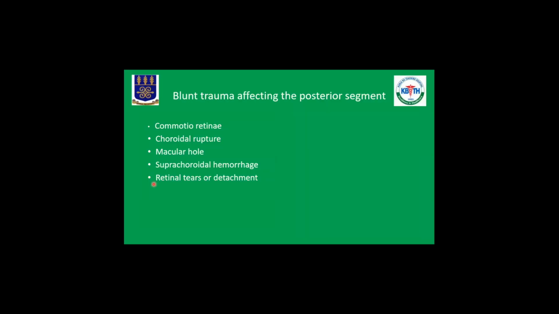There are so many lesions or conditions that can occur with blunt trauma to the eye. Of the posterior segment, we have commotio retinae that Kwesi has mentioned already, macular hole, retinal detachment. There can also be choroidal rupture, suprachoroidal hemorrhage, vitreous hemorrhage that has been discussed extensively, chorioretinitis sclopetaria, vitreous base avulsion, optic nerve avulsion. So I think a similar picture of this kind was shown to you earlier by Kwesi.